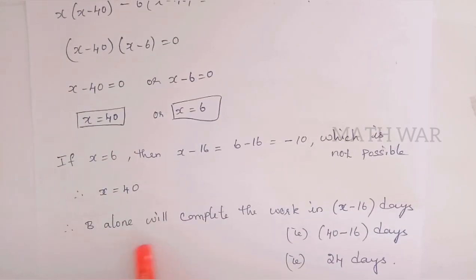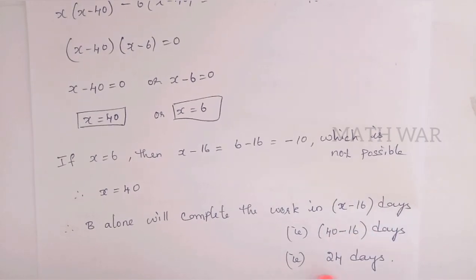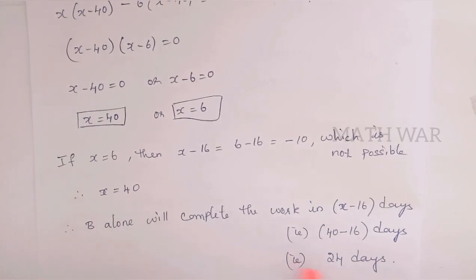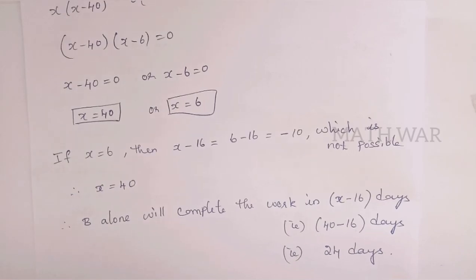So B can complete the work in x minus 16 days. That is 40 minus 16 days. That is 24 days. So A can complete the work in 40 days and B can complete the work in 24 days. Together they join and work means they can complete the work in 15 days.